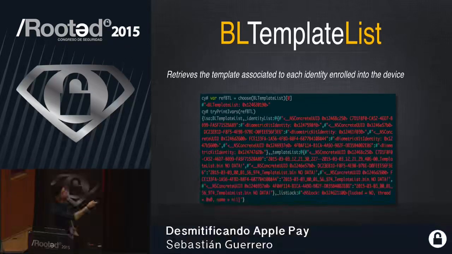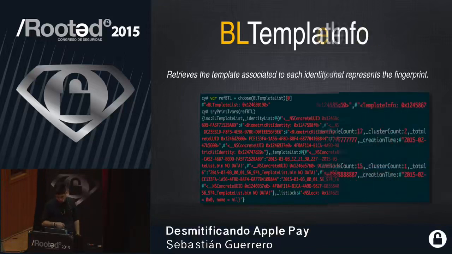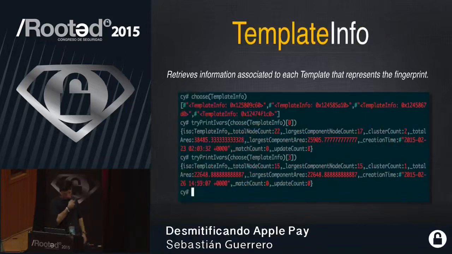You get the template list, the timestamp, and if you reverse it, you'll see it, you'll find the protocol in place, the way this information is stored through the process. If you reverse it, you can get the fingerprint back from the device.